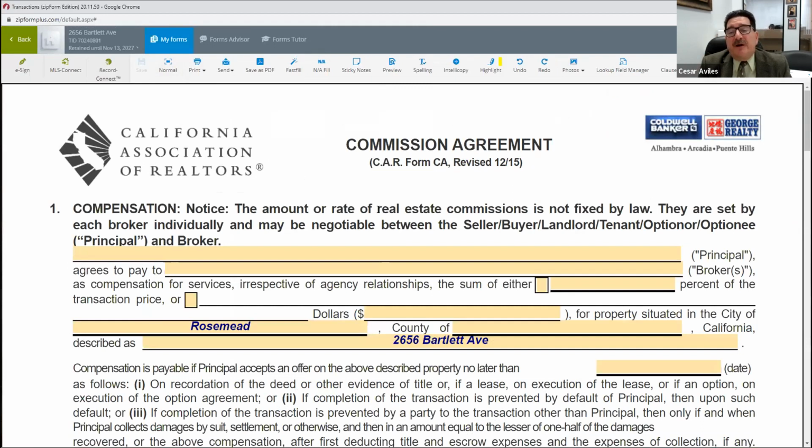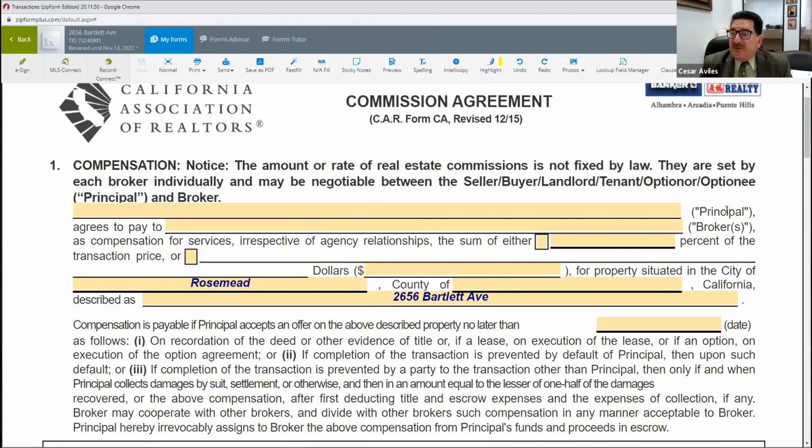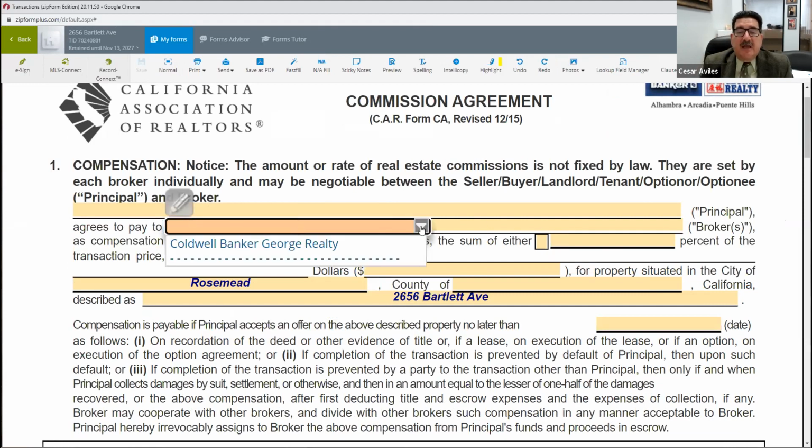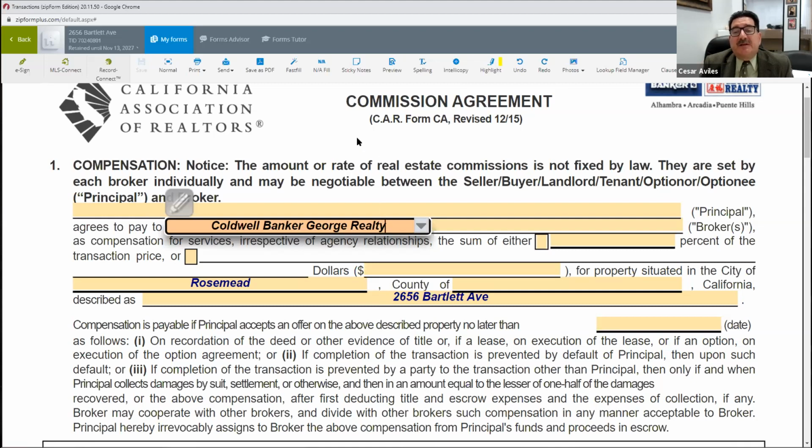The amount or rate of real estate commission is not fixed by law. They are set by each broker individually and may be negotiable between the seller, buyer, landlord, tenant, optionee, principal, and broker. So in this case, the seller, the principal, agrees to pay the broker, meaning Coldwell Banker George Realty. This is us, as compensation for services, irrespective of agency relationship. It doesn't matter whether you're the buyer's agent, the seller's agent, or you're representing both.